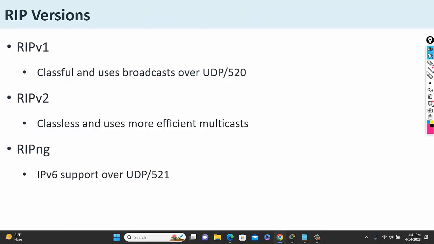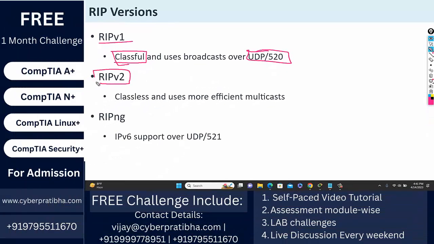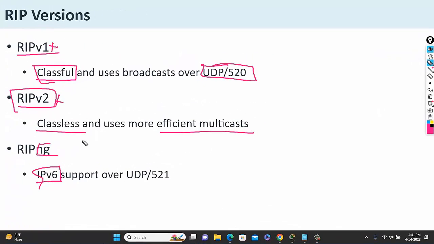Now the versions of RIP. RIP version 1 is classful, meaning the old version, and it broadcasts over UDP port number 520. RIP version 2 is used nowadays because it is classless and it uses the more efficient multicasting. RIP next generation, or RIPng, supports IPv6. These two versions do not support IPv6, while RIPng supports it, meaning IPv6 routing can be used in RIP.